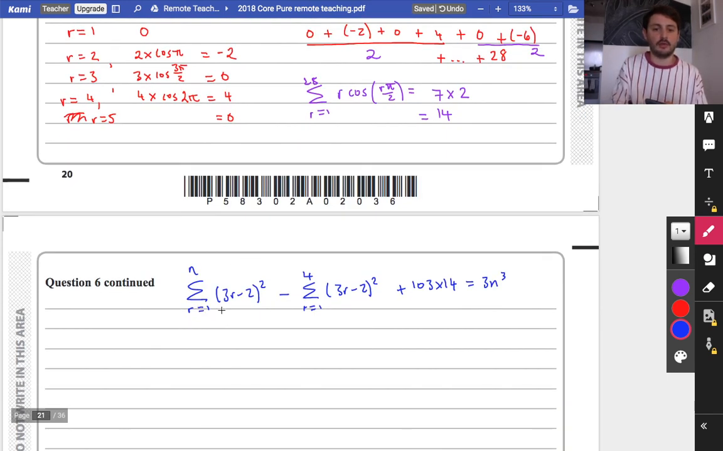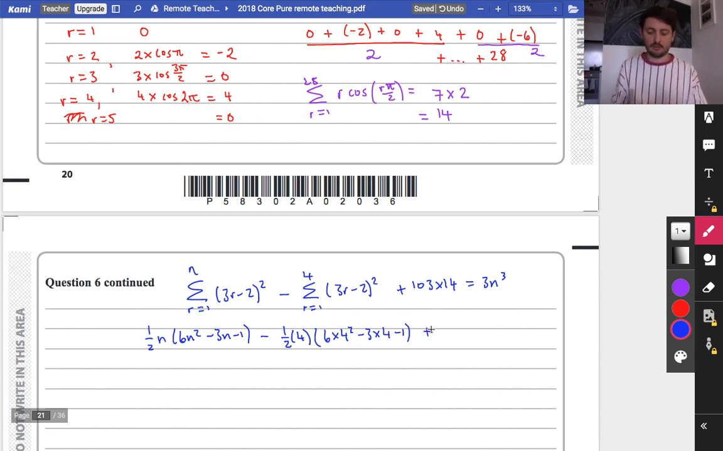Okay, this we have also worked out earlier on. It was a half n, 6n squared minus 3n minus 1. This one, we can just substitute in n equals 4. So it's going to be a half times 4 times 6 times 4 squared minus 3 times 4 minus 1. Or you could type it in your calculator. Plus 103 times 14, which is 1442, equals 3n cubed.